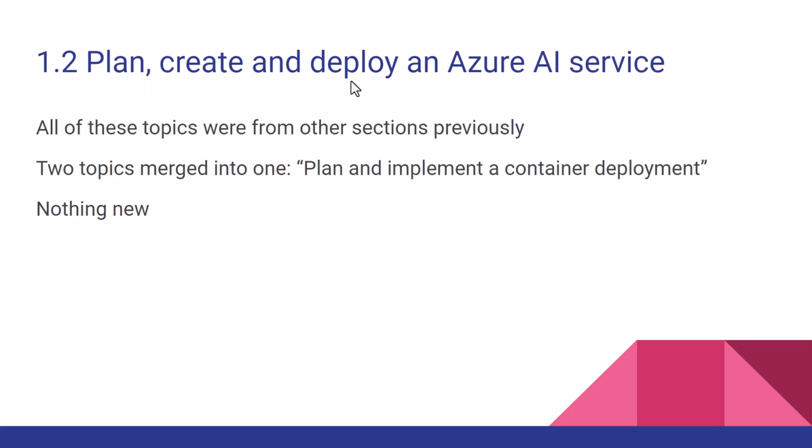Now, on the planning and creation, basically, it's all from previous sections, so there's not a lot new here. Two of the previous topics have been merged. It used to be plan container deployment and implement a container deployment. Now it just says plan and implement. There's really nothing new in terms of this 1.2.